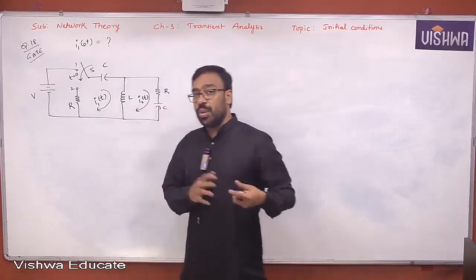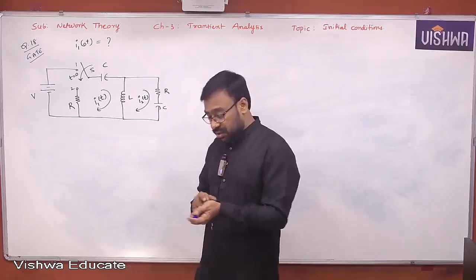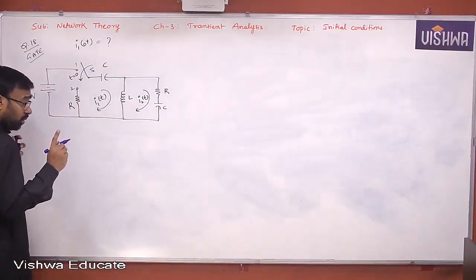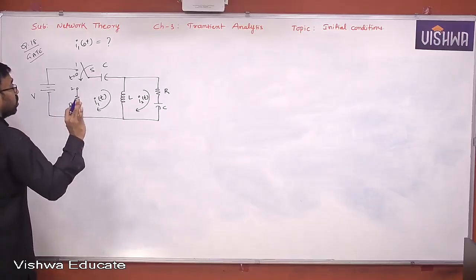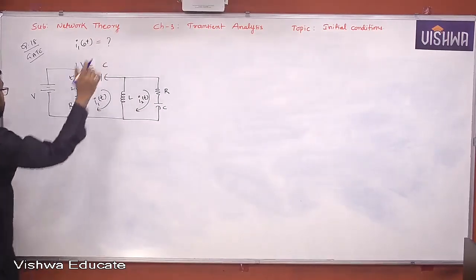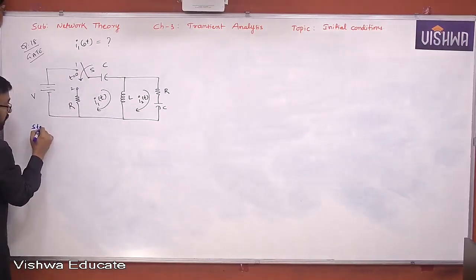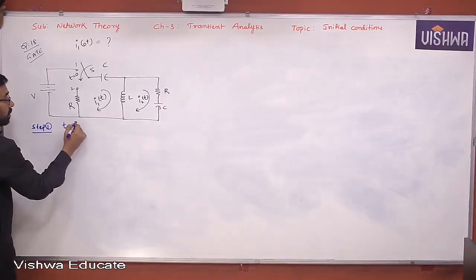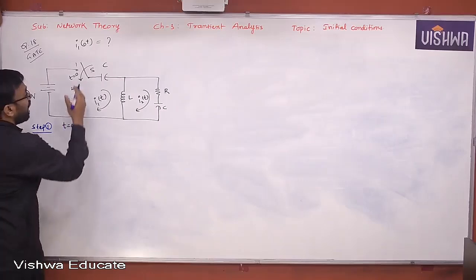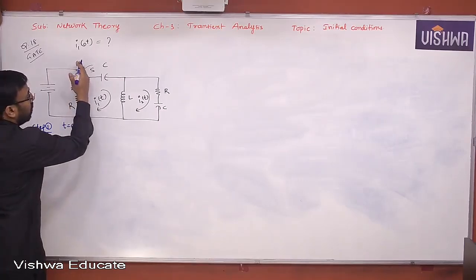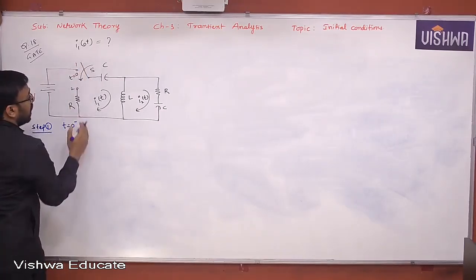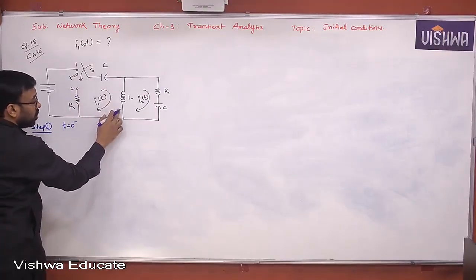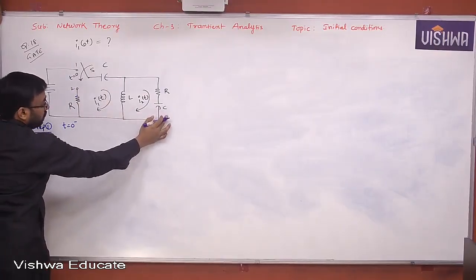So other than current through the inductor, what is the procedure to find current at t equal to 0 plus? Tell me. Step 2 only. That's why I was telling you, constructing t equal to 0 plus equivalent is very, very important. For that, you require in step 1 t equal to 0 minus equivalent. At t equal to 0 minus, what's happening here? Step 1, the switch is at position 1. Capacitor is acting like an open circuit. Inductor is acting like a short circuit. This capacitor is open. Yes or no, all of you?